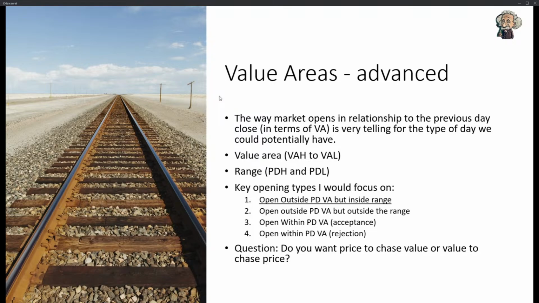Opening outside the previous day, but inside range, outside the range, within PD value area, acceptance, rejection. And once you establish this, in the morning when we open, I promise if you mark where we open, within the value, even if you have a little notepad on the side, and you check mark based on your daily plan, where do we open? What does it mean? And you check mark, it will help you with your bias.